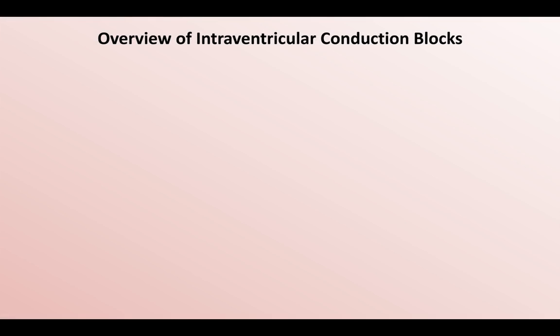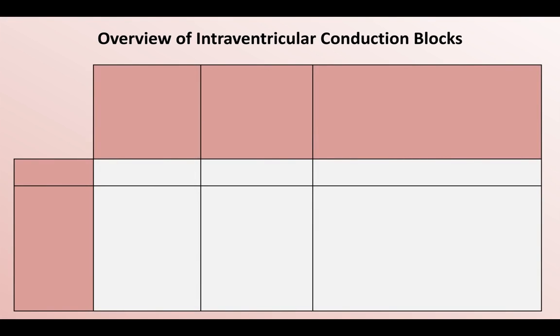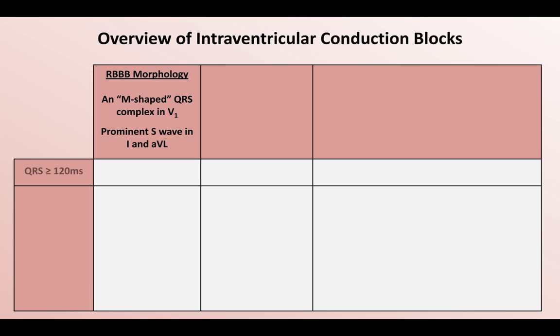Here is a chart summarizing this lecture. When there is a right bundle branch morphology to the QRS complex, that is an M-shaped complex in V1 and prominent S-wave in 1 and AVL, look at the QRS duration. If it is greater or equal to 120 milliseconds, a complete right bundle branch block is present. If the QRS duration is less than 120 milliseconds, the right bundle branch block is incomplete.